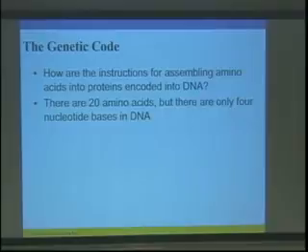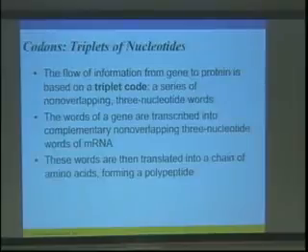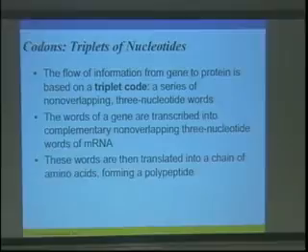So that led to the idea that there was this triplet codon, and that's going to be one of the central themes: that we're going to read this as triplets, okay, of nucleotide pairs. Okay, so the flow of information from gene to protein is based on a triplet code. Okay, it's a series of non-overlapping 3 nucleotide words. That's how you're going to read the DNA. Okay, and so the words of a gene are transcribed onto a complementary non-overlapping 3 nucleotide word that makes the mRNA.